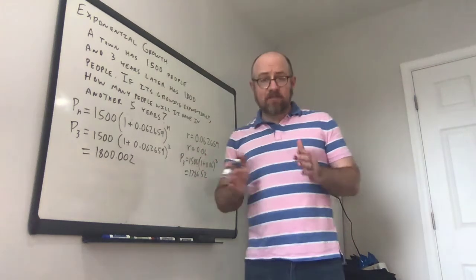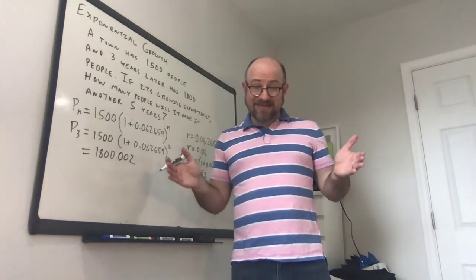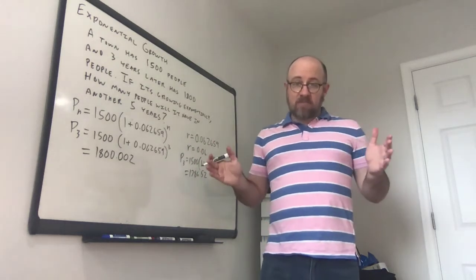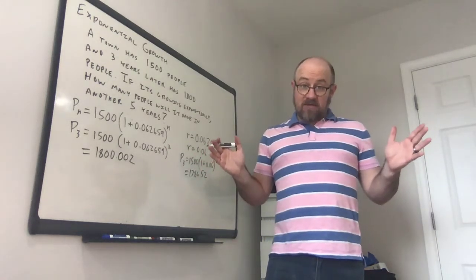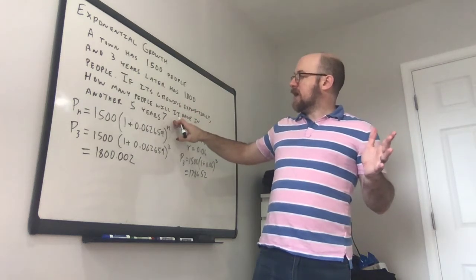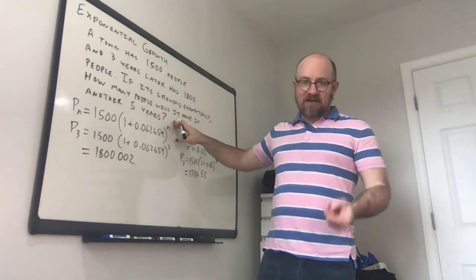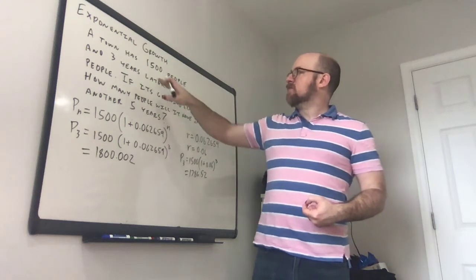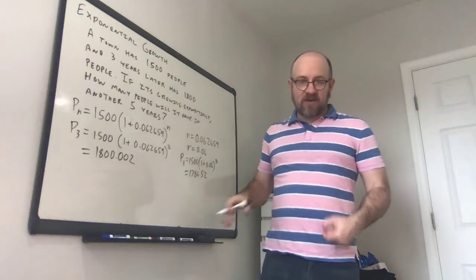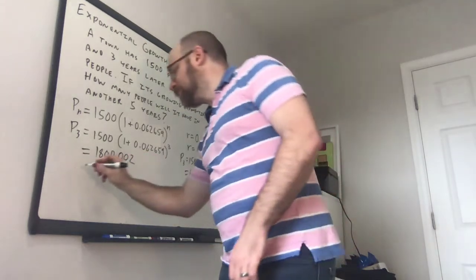I would usually keep like 4 or 5 numbers at least. That's a good rule of thumb. But the more you can keep, the better. If you can keep them all, that's even better. Okay? So if we want to get our final answer, how many more will we have 5 years after that? So 3 years after we had 1800, another 5 years is going to be P sub 8.